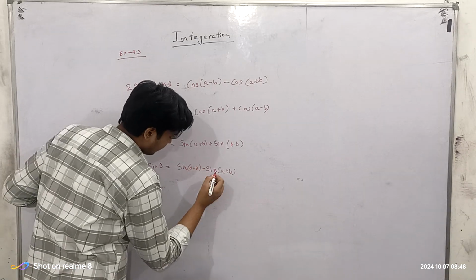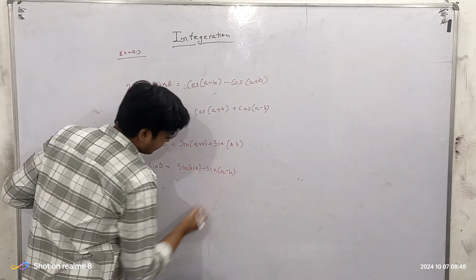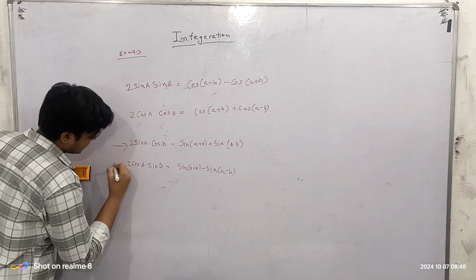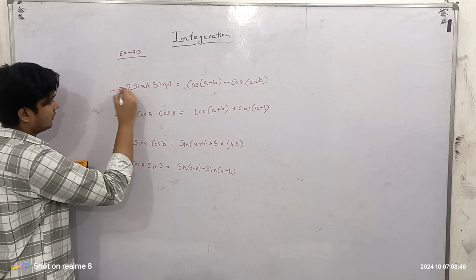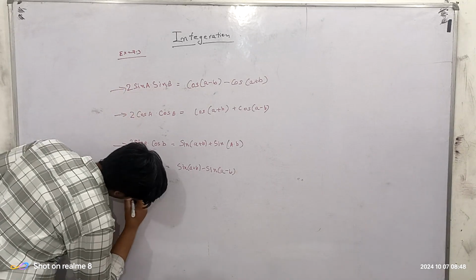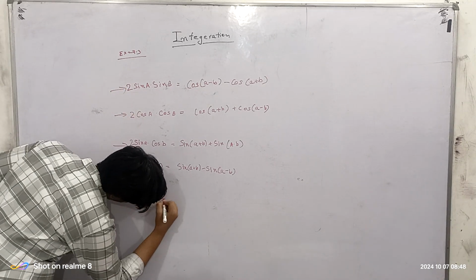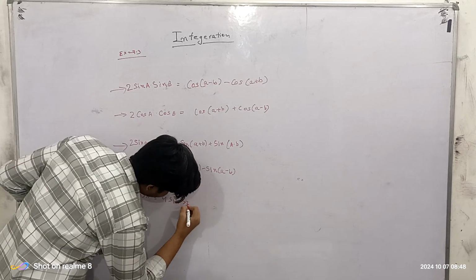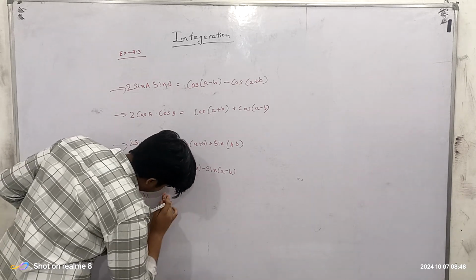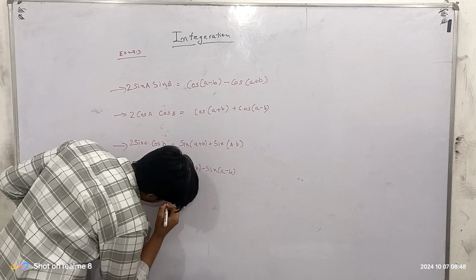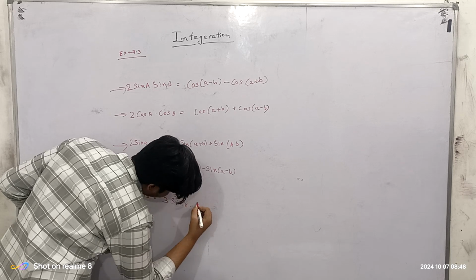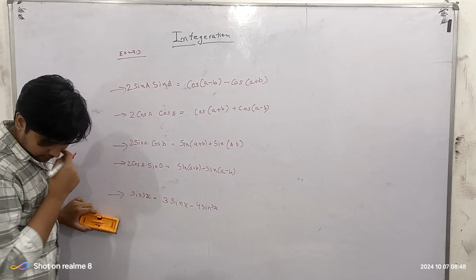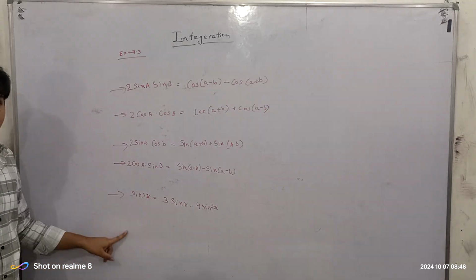sin(A+B) minus sin(A−B). This is the important formula. And other ones, first, second, this one. The other one, sin 3x equals 3 sin x minus 4 sin cube x. So 4 sin cube x equals 3 sin x minus sin 3x, and sin cube x equals (3 sin x minus 4 sin cube x) by 4. This is the important formula of sin 3x.